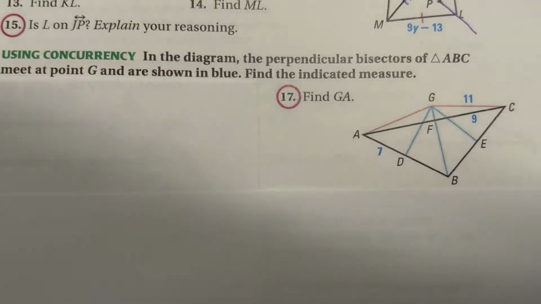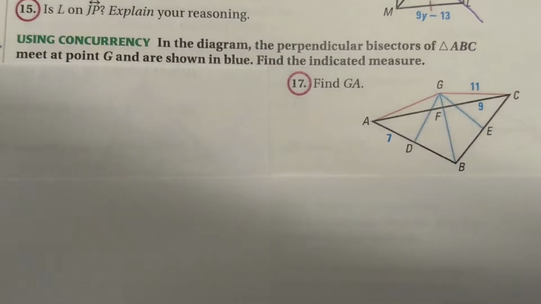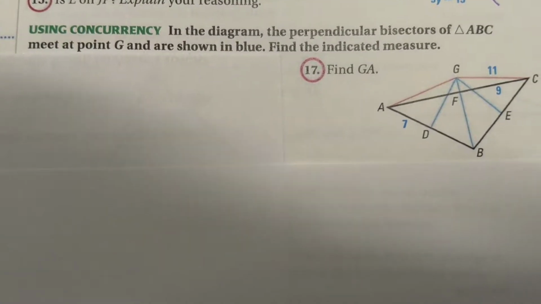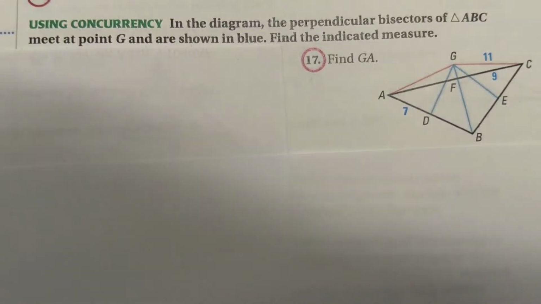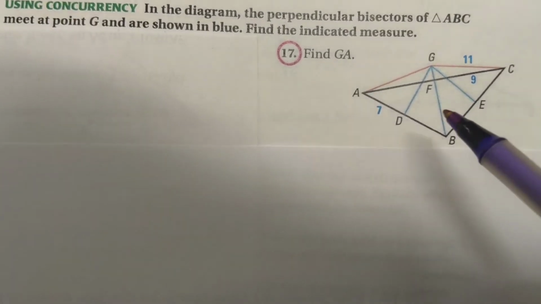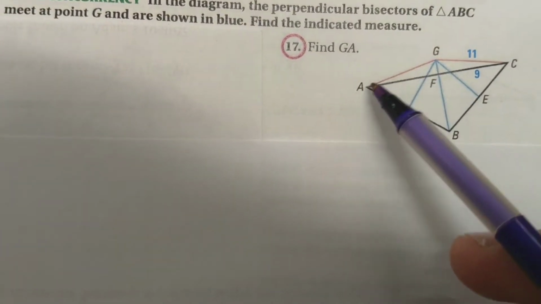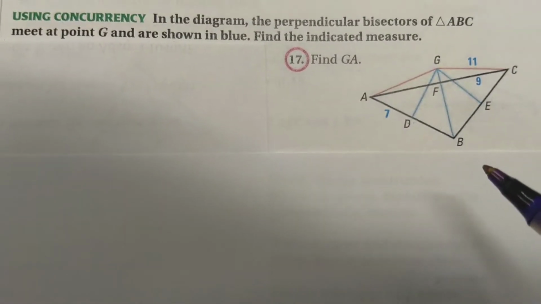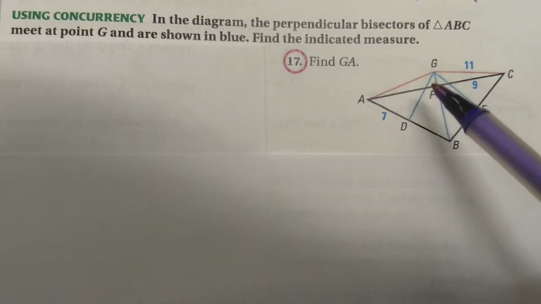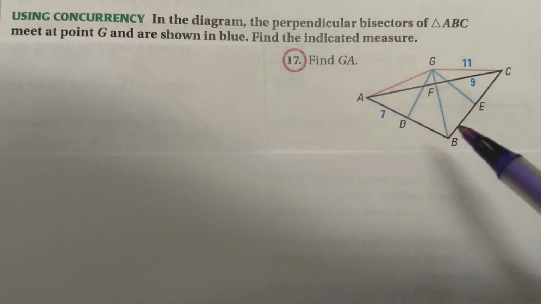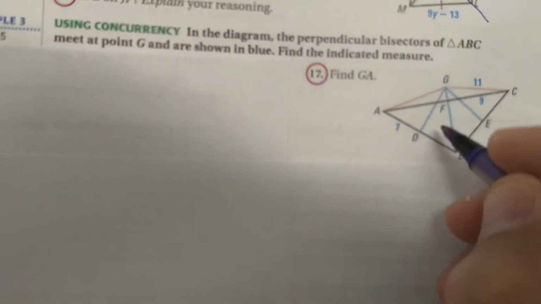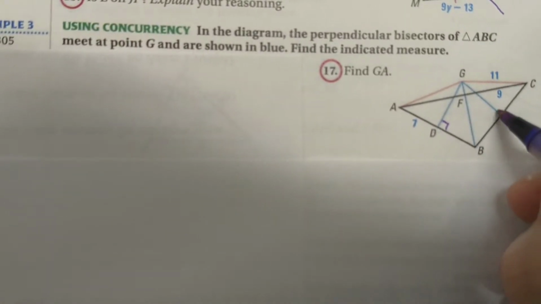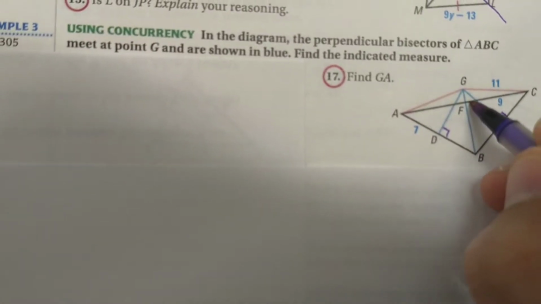Number 17, we need to take what we know about perpendicular bisectors and circumcenters and use that to solve for a missing length here. We're trying to find GA, which is this red line right here, and we're given some information about this. What we know is that all those blue lines are perpendicular bisectors of the triangle. So one thing I would do, I would just give myself a reminder that these are all perpendicular like this.